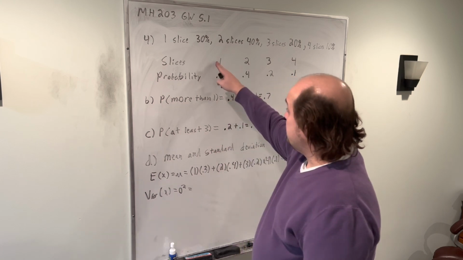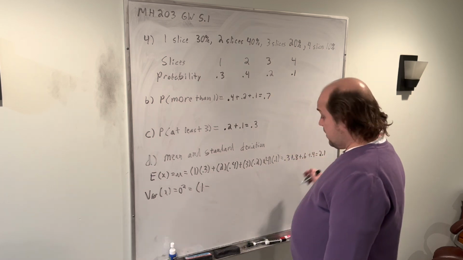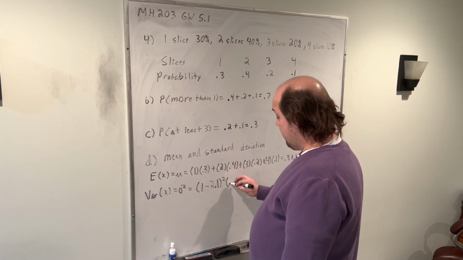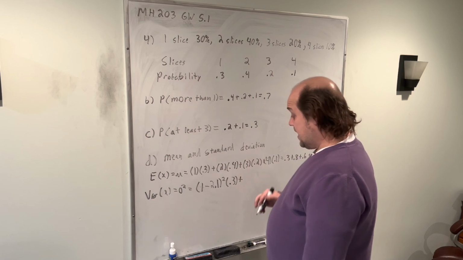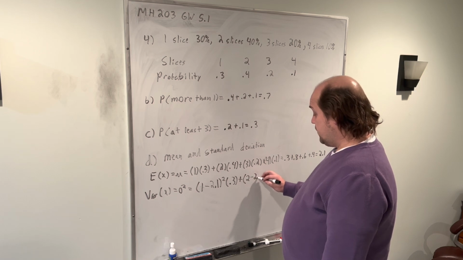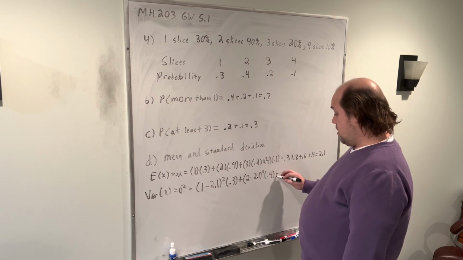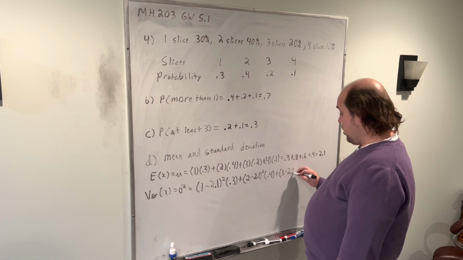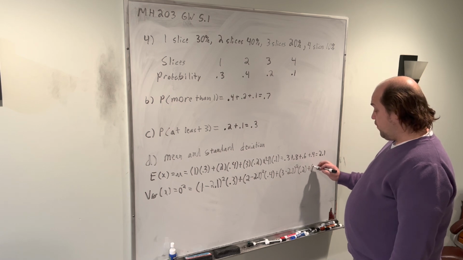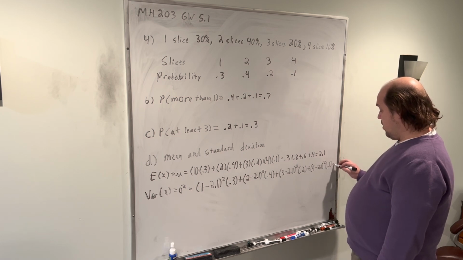In this case, we start with the first x value, 1, and then we subtract the mean that we found above, 2.1, square the result, and multiply by the probability of getting one slice, 0.3. We add to that the same calculation for 2 slices. So 2 is the x value, minus the mean of 2.1, quantity squared, times its probability of occurring, 0.4. Plus for 3 slices, minus 2.1, quantity squared, times its probability of occurring, 0.2. Plus for 4 slices, minus 2.1, quantity squared, times its probability of occurring, 0.1.